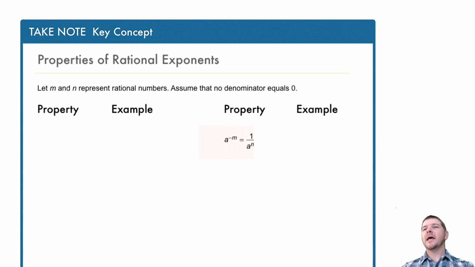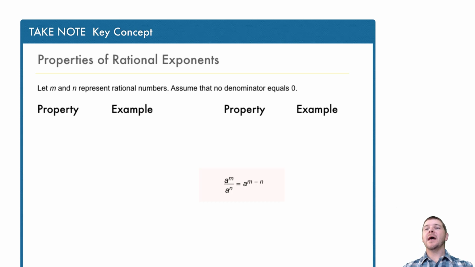Moving to the right, a to the negative m power equals 1 over a to the positive m power. For example, 9 to the negative 1/2 equals 1 over 9 to the positive 1/2, and that's equivalent to 1/3.